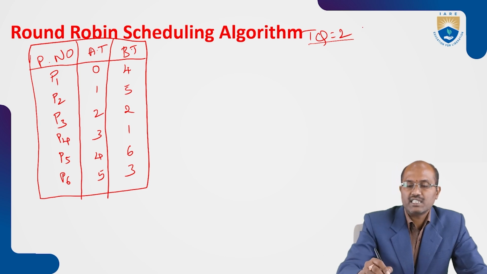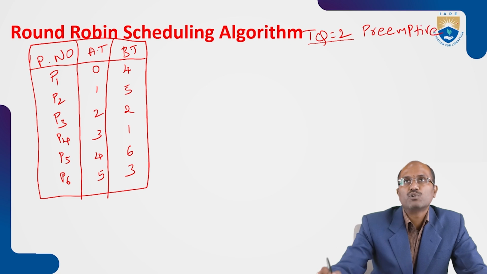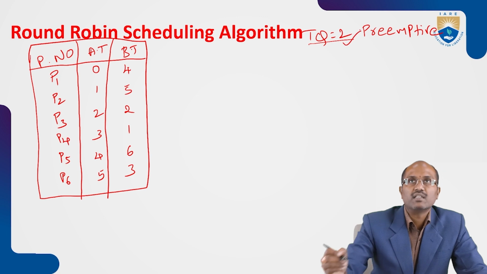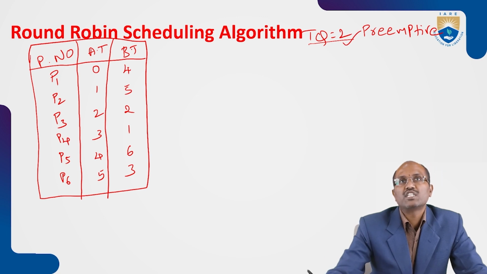So it is a preemptive scheduling. Preemptive means the process executes for a certain time and then switches to give the next process a chance to execute. The preemptive time here is 2 units of time only. The process executes for 2 units of time, then switches to the next process, so no process can execute for more than 2 units of time. That is preemption. Round robin scheduling is a completely preemptive scheduling algorithm.